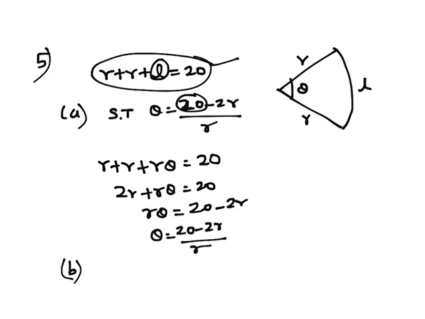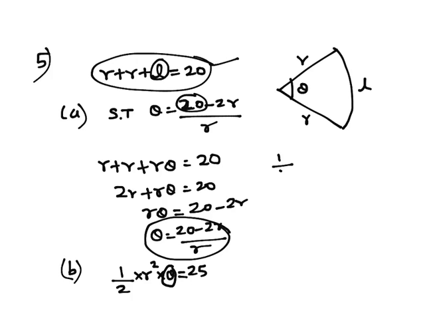Now subdivision B. The area of the sector is 25 square centimeters. Find the value of r. So it's given half into r square into theta equals 25. Now, instead of this theta, I'm going to substitute this expression. So I get half multiplied by r square into (20 minus 2r) by r equals 25.